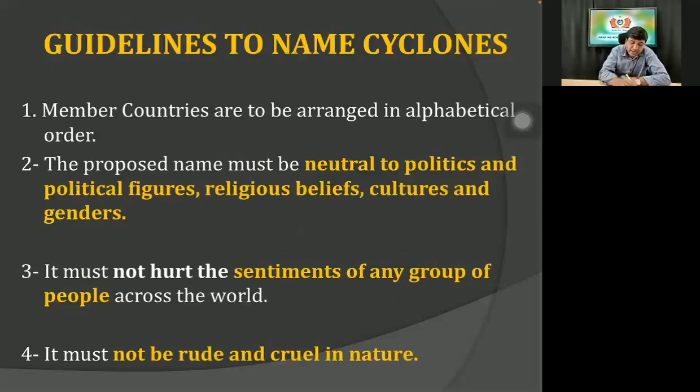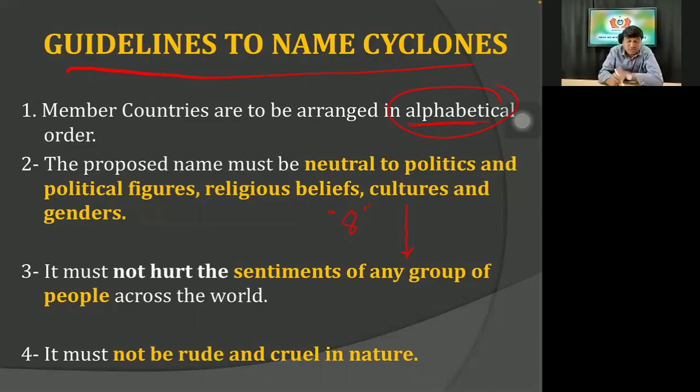Next, the guidelines to name the cyclones. What are the guidelines? First, those 8 countries we have to arrange in alphabetical order. Countries should be arranged in alphabetical order. That is point number 1, the first guideline.